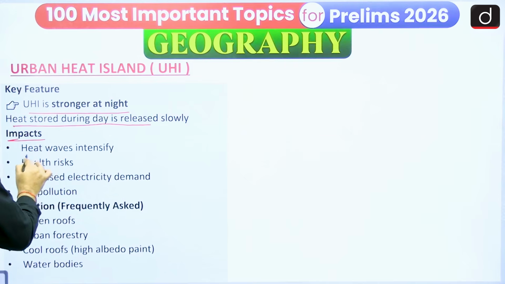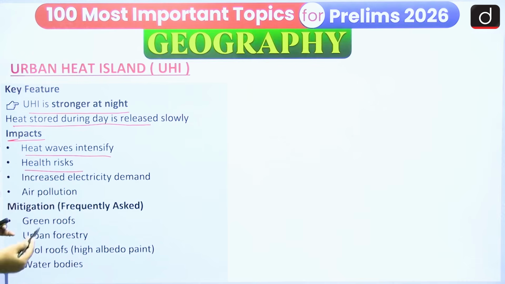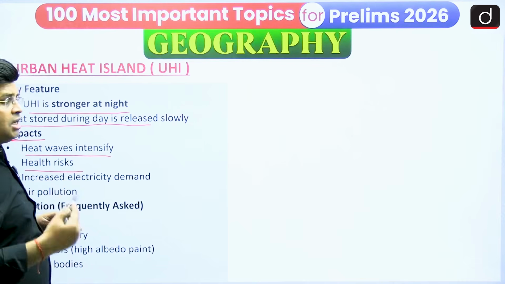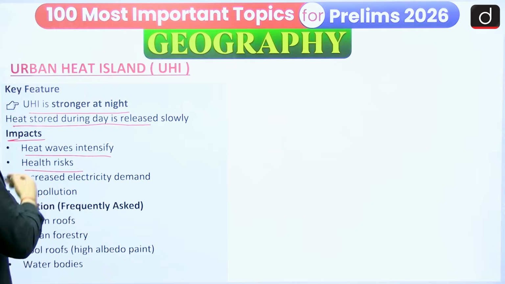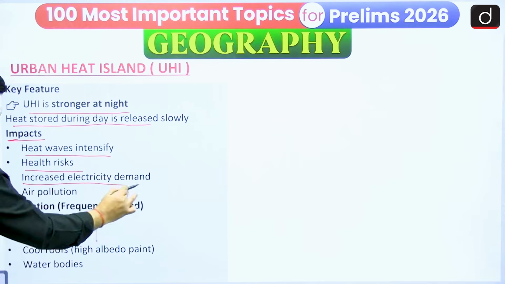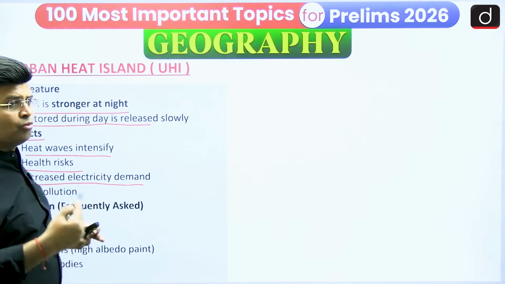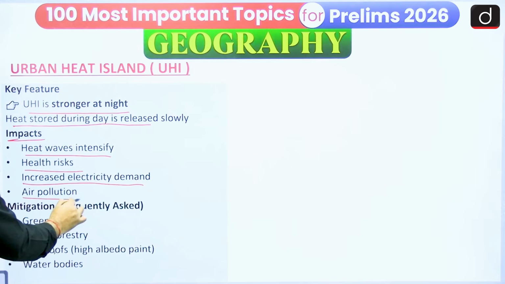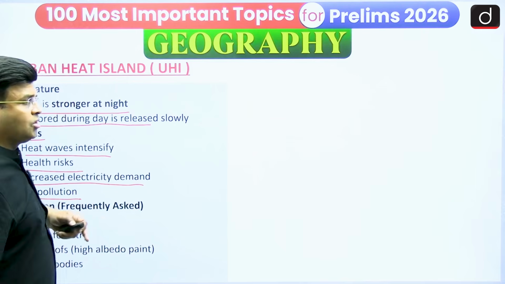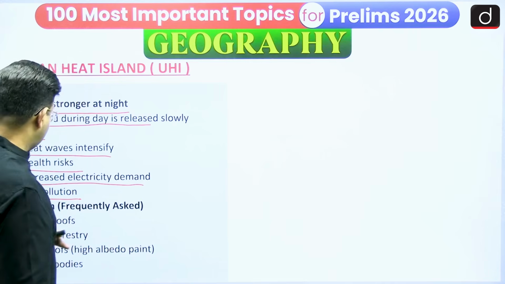And the impacts: heat waves intensify, everywhere heat waves, loo is moving. Health risk: there is a problem for human beings, heat stroke can occur, and then they can go to the hospital, and sometimes it is fatal also. Increased electricity demand: more heating means more AC, and all these things will be running. And there will also be air pollution, it is also helping in trapping the air pollution.